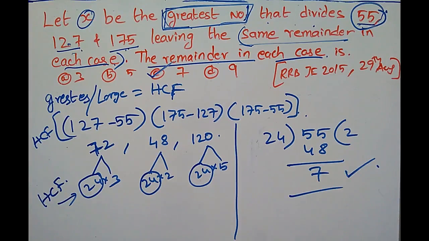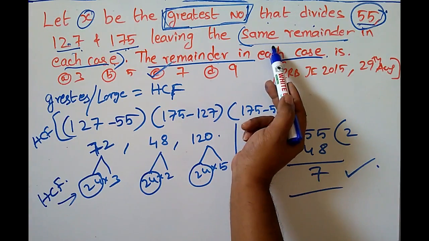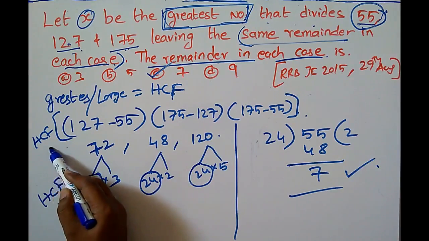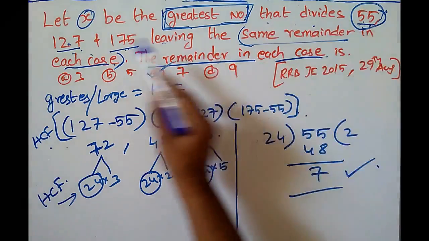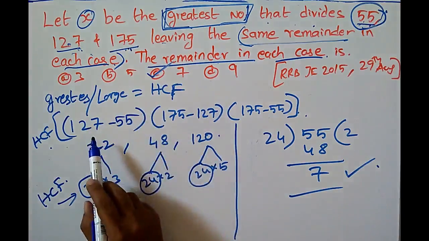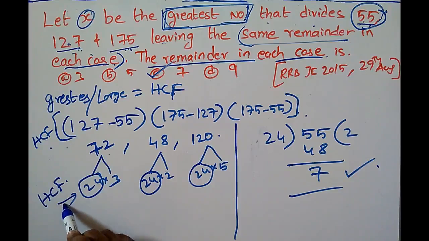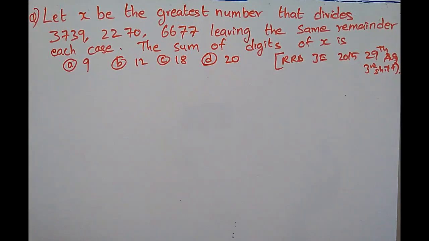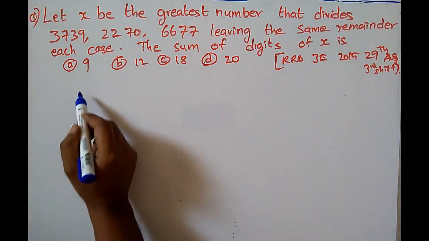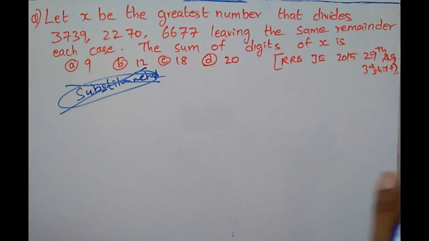Okay friends, all you have to do is, if the remainder is not given, then to find the HCF you have to subtract the numbers among themselves. Here 55, 127 and 175 are given. You just take 2 numbers at a time, subtract, and take those numbers and find the HCF. Then you find the remainder. Okay friends, and this is one such tricky problem where your substitution method fails, friends. Substitution method fails here. Why?